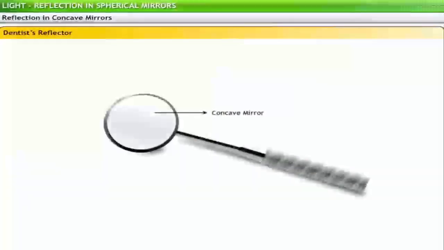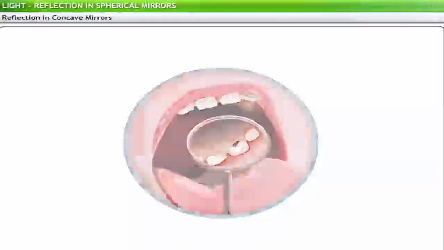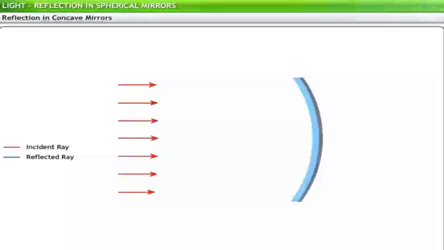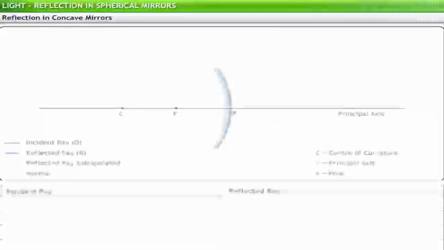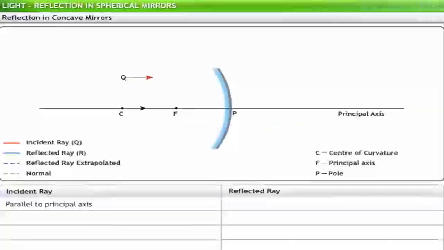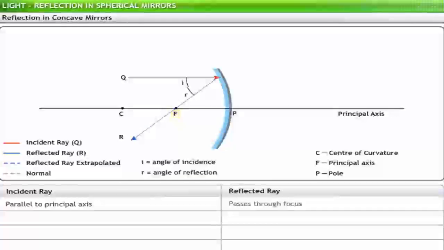In concave mirrors, such as a dentist's reflector, the reflection of rays is somewhat different from that in convex mirrors. Concave mirrors help enlarge the images of faraway objects or view objects that you cannot directly see due to their position. As in convex mirrors, reflection of rays in concave mirrors also follows certain rules. If the incident ray is parallel to the principal axis, the reflected ray passes through the focus.